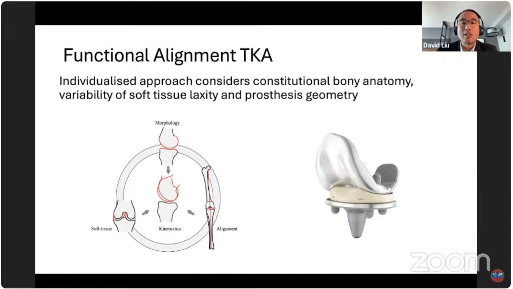The other important thing to consider is that it's a three-dimensional reconstruction. So it's not just in the frontal plane, but also the sagittal and rotational plane, which includes your patellofemoral joint. And it's through the whole arc of motion, not just the extension, not just the flexion, but we're trying to balance it through the whole flexion arc.